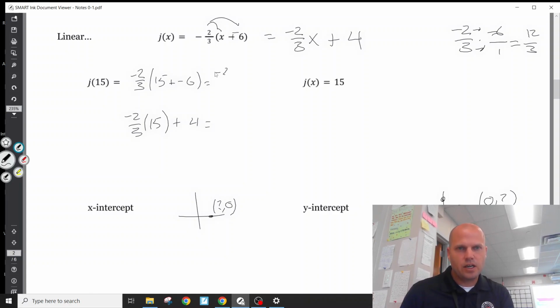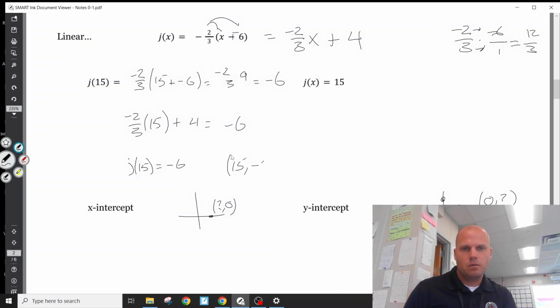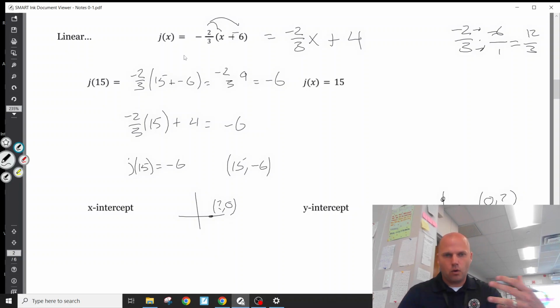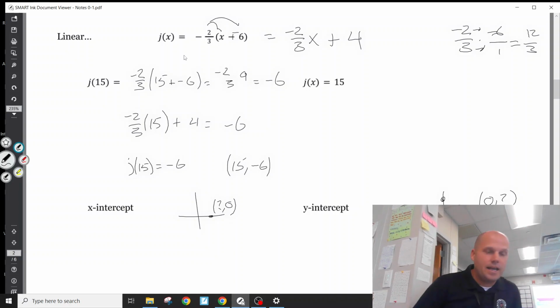Either it's -2/3 times, let's work inside the parentheses, 9. -2 times 9 divided by 3 is 18. 18 divided by 3 is 6, so that's -6. Here, 15 divided by 3 is 5. 5 times -2 is -10. -10 plus 4 is -6, so boom. You get j of 15 equals -6, an xy point on the graph of j, or just like a connected pair.